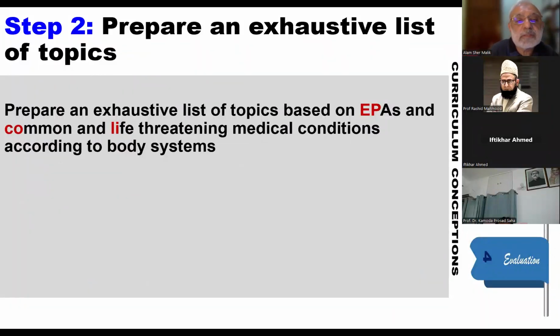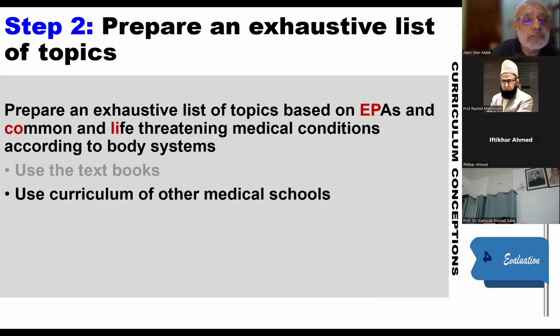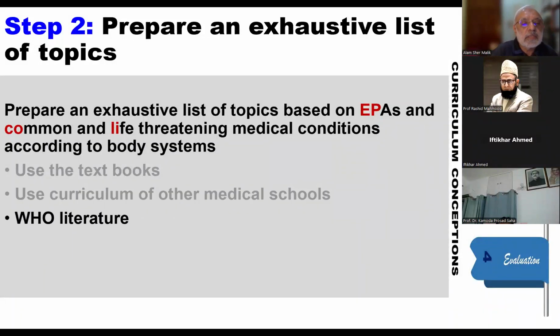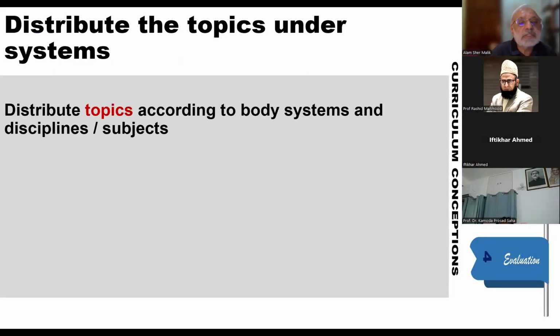So working on that, we would develop an exhaustive list of the topics which can fulfill the program learning outcome. And for these topics, maybe we take some conditions from the previous list, and then we look at the related topics. We may use the textbooks. We may use the existing curriculum of medical schools. We can look at the WHO literature, Ministry of Health resources.